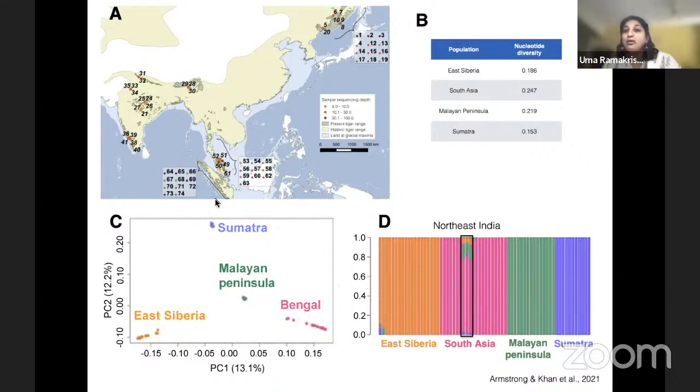But also very interestingly, the nucleotide diversity, or the proportion of genetic variation, by not a large margin, was the highest in South Asian tigers.